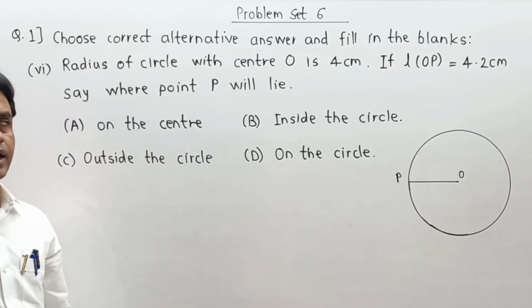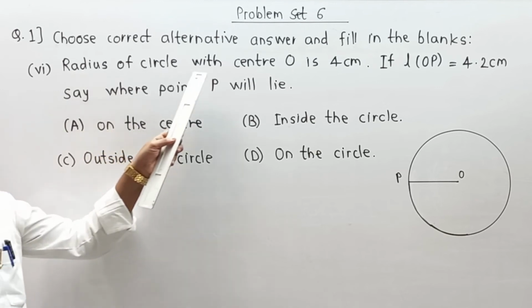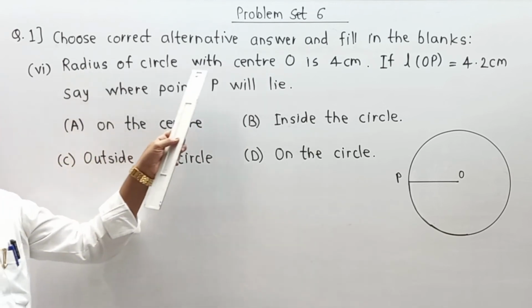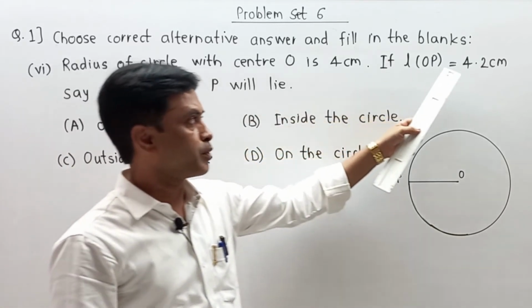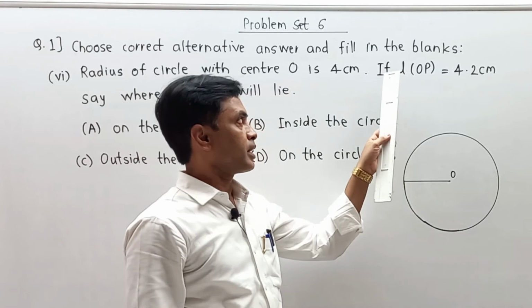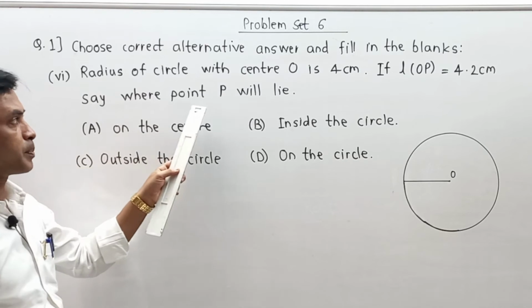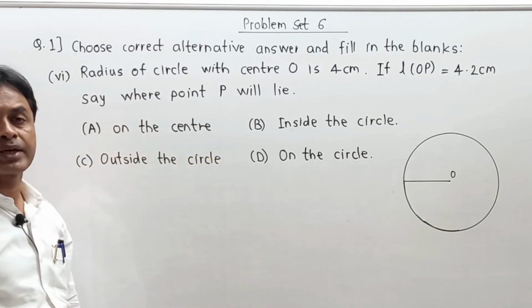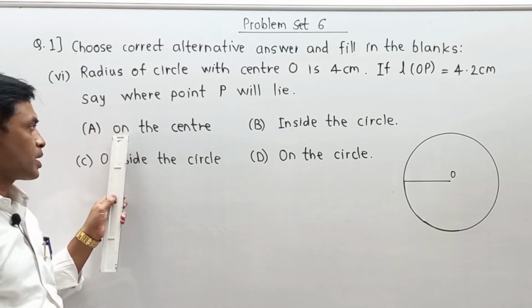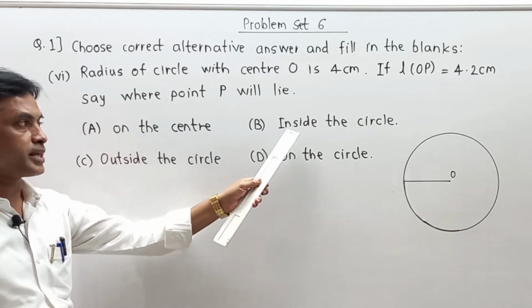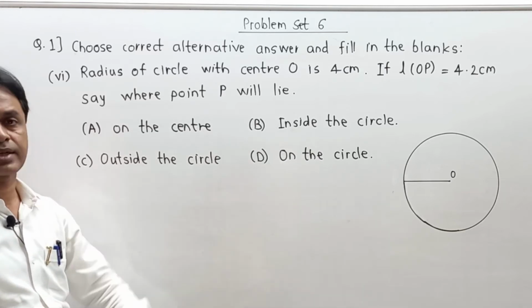Student, every time I am going to draw a diagram just for proper understanding of the part. Now moving to question number 6. The radius of a circle with center O is 4 centimeter. If length OP is 4.2 centimeter, say where the point P will be. Now one by one try to understand. The answers are: A is on the center, B is inside the circle, C is outside the circle and D is on the circle.